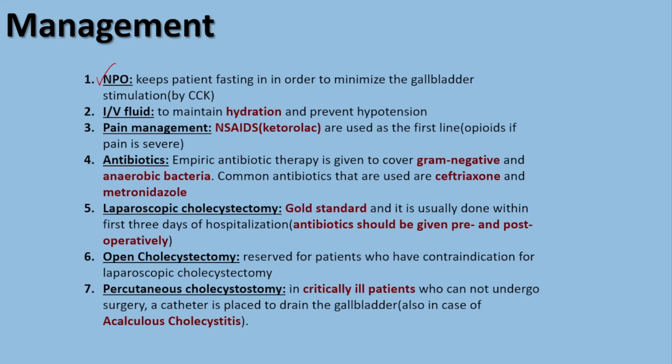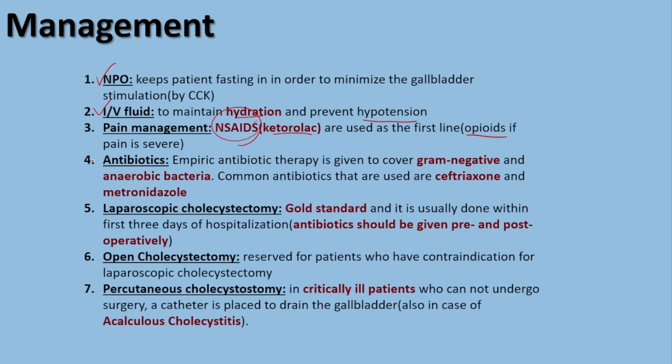But when we have cholecystitis, especially when we have cholecystitis due to a stone and obstruction, this contraction causes very extreme pain in the patient. So NPO is very important. Also, we can use IV fluid in order to keep the patient hydrated, and this prevents hypotension in case of cholecystitis. For the pain management, we can use NSAID. Usually we are going to do this with the NSAID, and ketorolac is the drug of choice. But if the pain is severe enough, we can also use opioids for pain management.